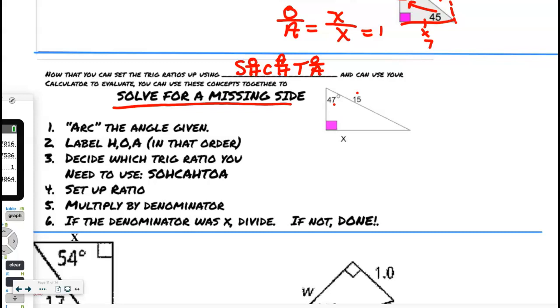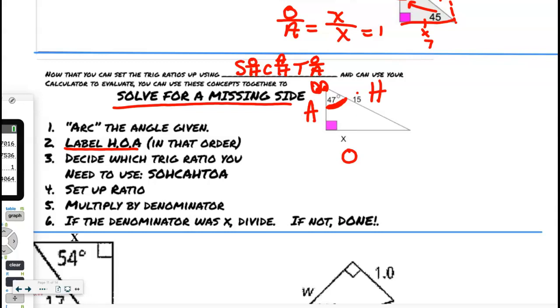You are going to arc the angle given. What's the angle given? 47 degrees. There'll always be a right angle. Another one will be marked. That's where your eyeballs go. You look here and you don't look away. You're going to label the hypotenuse, opposite, and adjacent. Hypotenuse is always across from the right angle. Opposite is across from the angle given. The loner, or the third one, you will always call the adjacent side.